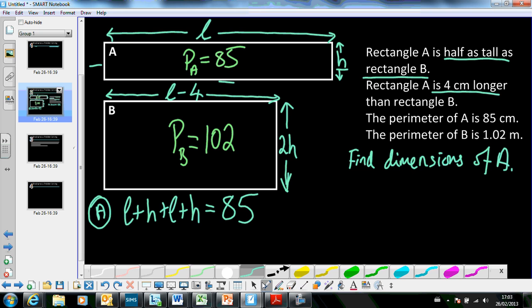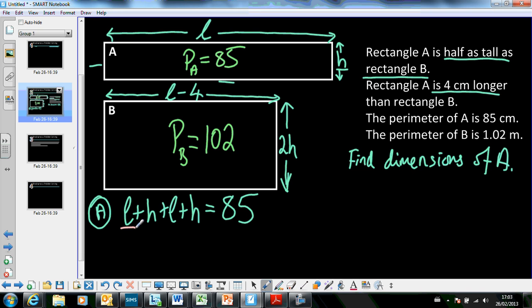And I can do some simplifying, collect the like terms, the two L's add together to make 2L, and the two H's add together to make 2H. It's equal to 85. So there's one equation.